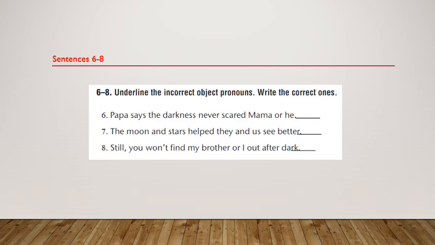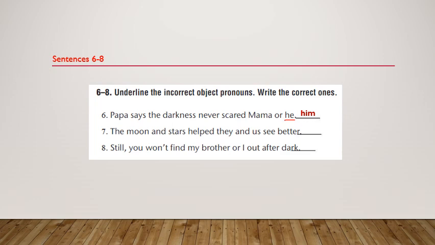Number 6. Papa says the darkness never scared Mama or he. What do you think is the mistake in the sentence? That's correct. The mistake is he. What do we say instead? Excellent. We say him instead. Papa says the darkness never scared Mama or him, not he.